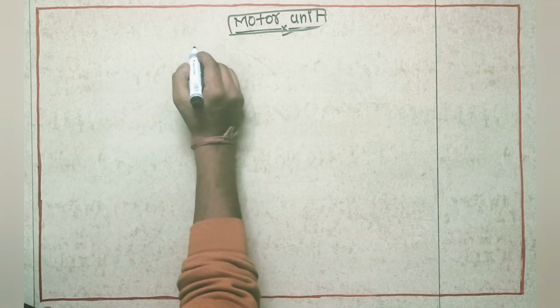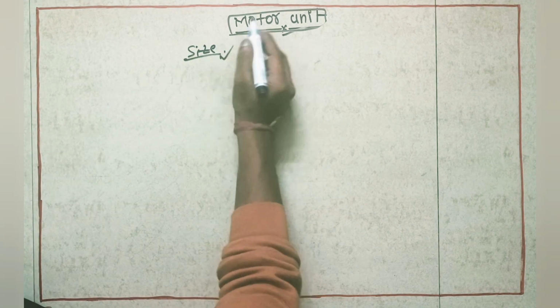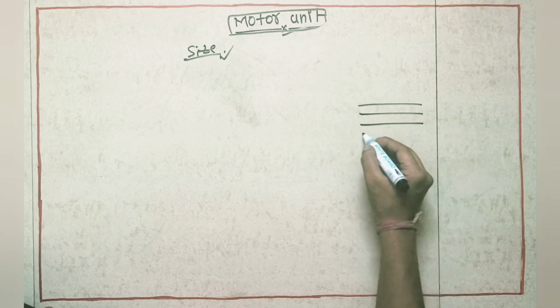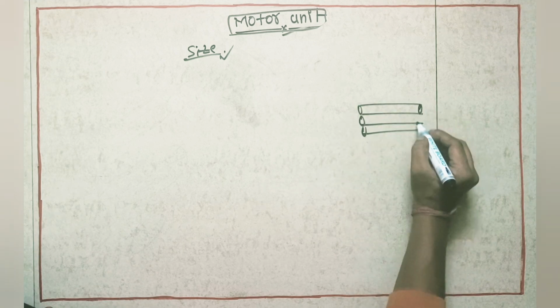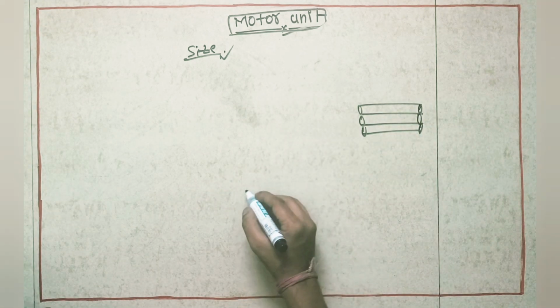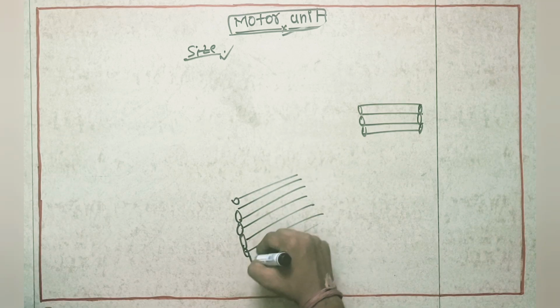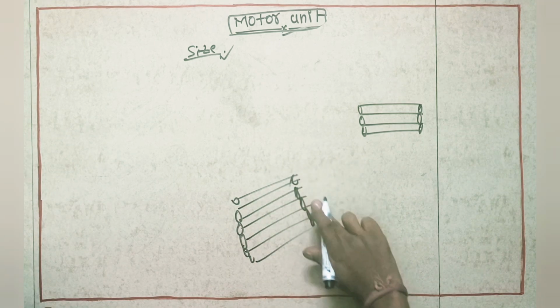Now we will see the size of the motor unit. Suppose here we are taking one muscle. In this muscle we have muscle fibers. Here I am taking one more muscle, and here we have more muscle fibers. Okay, two muscles we have taken.